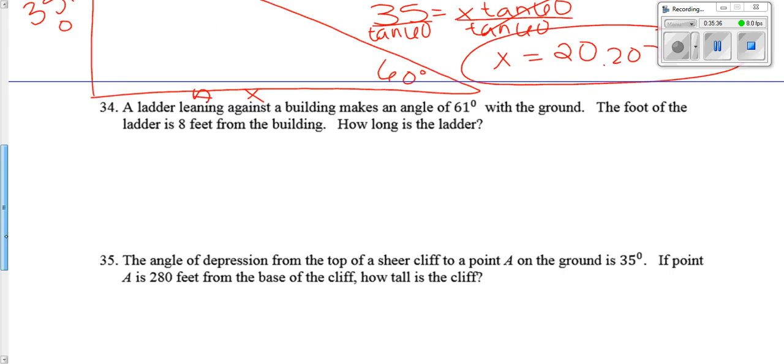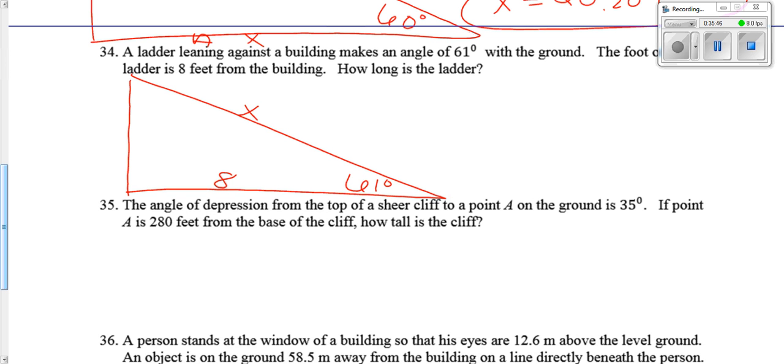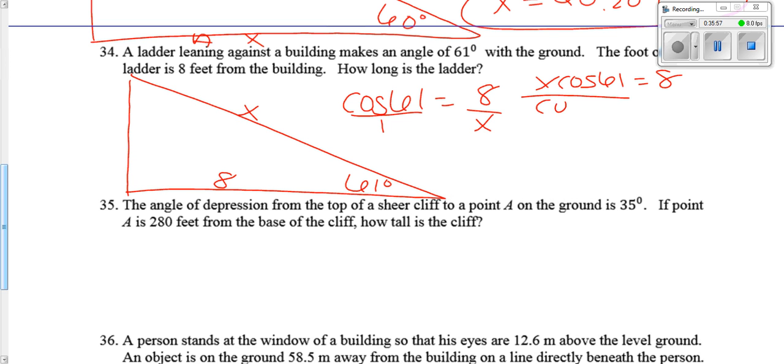All right, 34. A ladder leaning against the building makes a 61-degree angle with the ground. The ladder is 8 feet from the building. How long is the ladder? So cosine of 61 equals 8 over x. Cross multiply, x cosine 61 equals 8. Divide by cosine 61. X equals 16.501 feet. Okay.